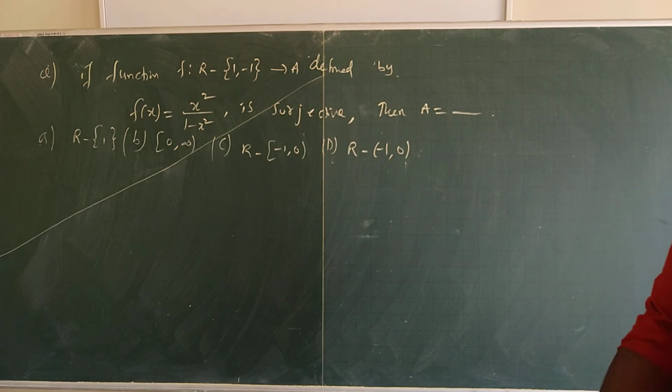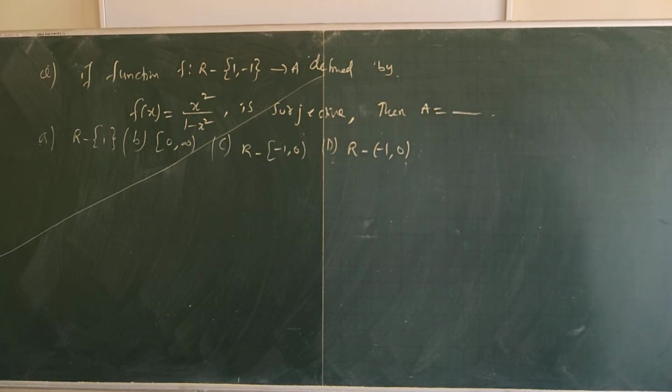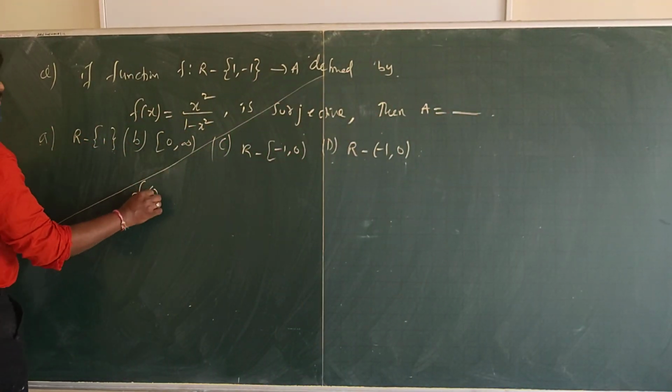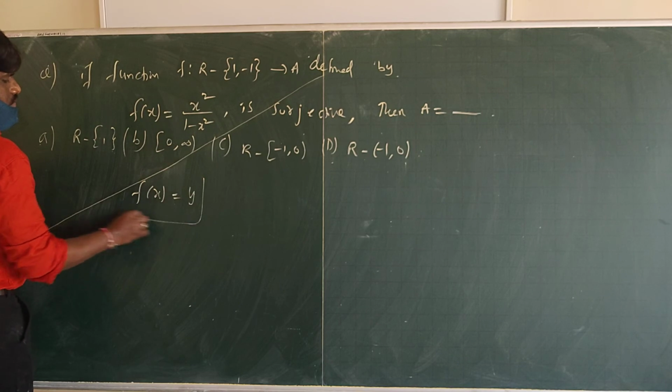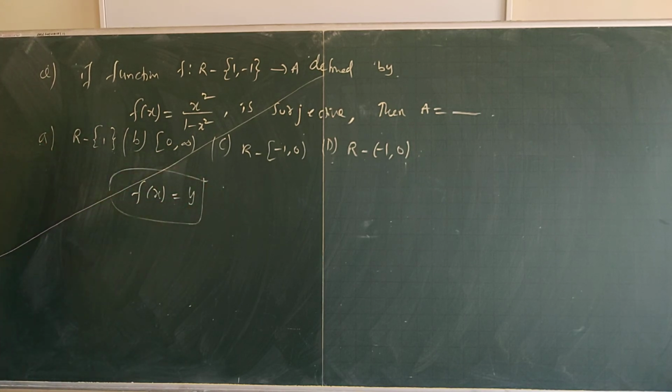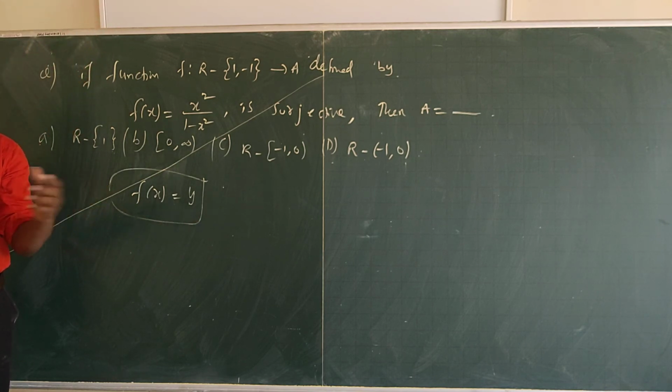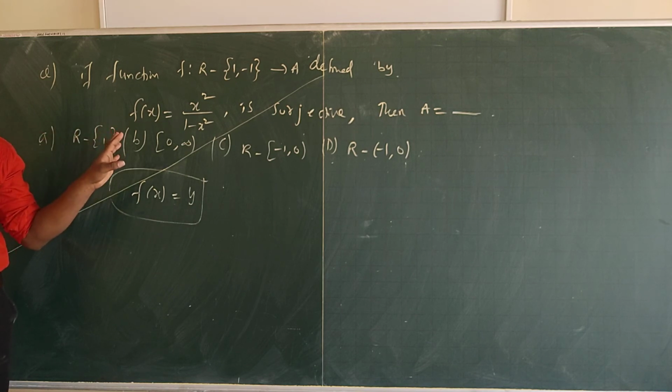देखिए, क्वेश्चन क्या है? f of x is equal to x square upon 1 minus x square is a surjective question, then A is equal to dash. Surjective का मतलब क्या है? f of x is equal to y is called surjective. Where x is the domain, y is the codomain, and f of x is equal to y. This is the surjective condition.